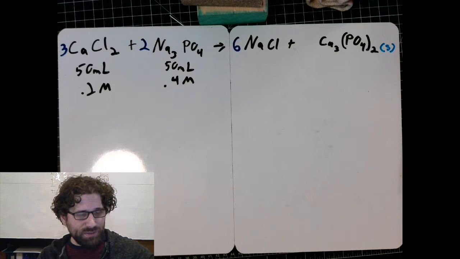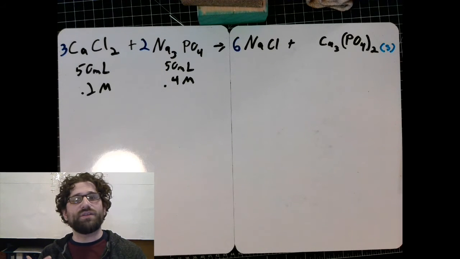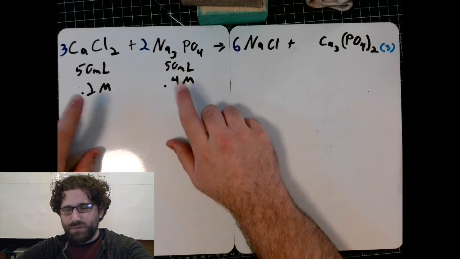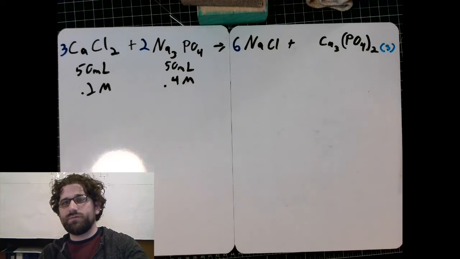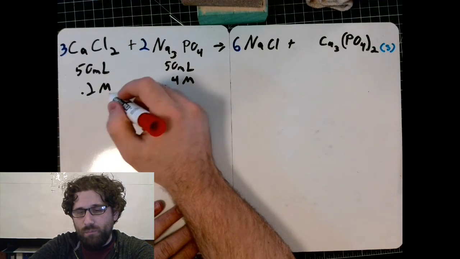Which reactant is the limiting reactant? To do that, we're going to have to actually do the stoichiometry here. Our first step is going to be to find the moles of each of these. To find those moles, we're going to go hunting for moles. We're going to take our molarity.